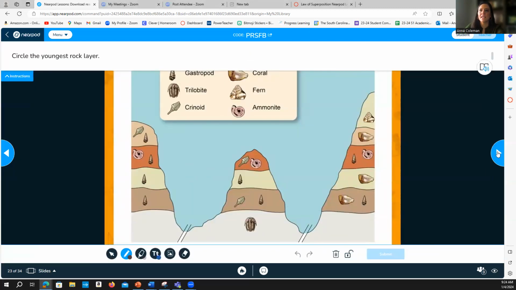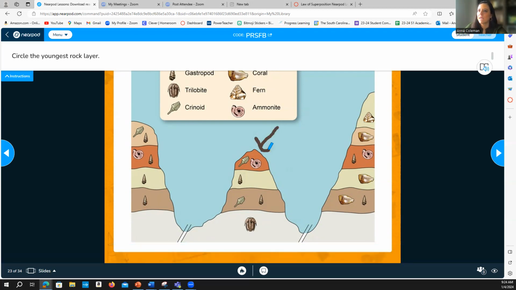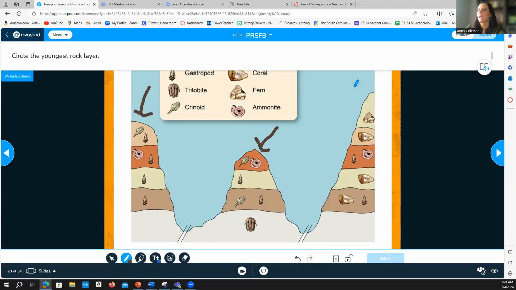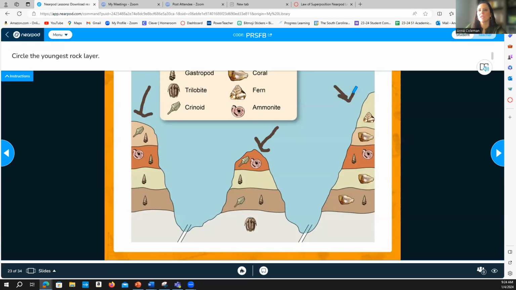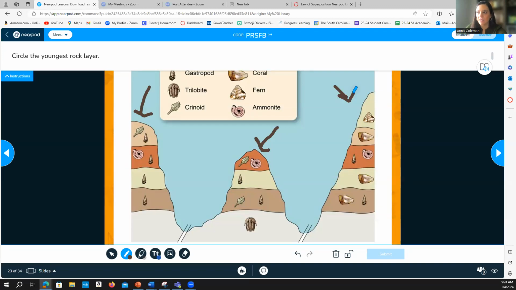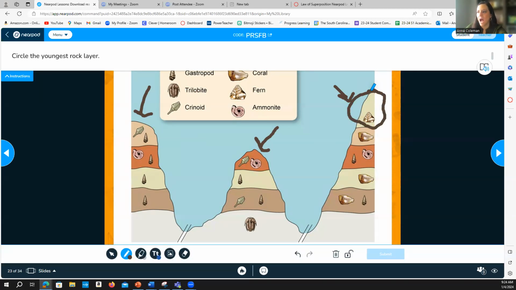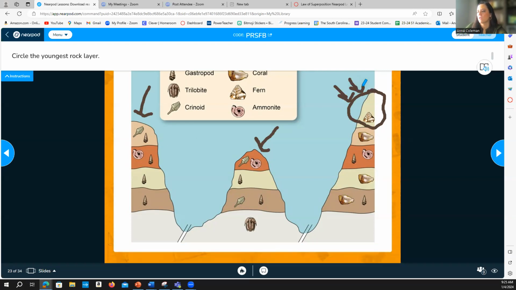Now the next slide is gonna get another specific. Circle the youngest rock layer. Now, they may try to trick you because if we first look at this, our eyes might be drawn to this layer. But is that the youngest? No, because we have this layer and we have this layer. So the youngest layer is going to be the top layer. So out of all of these layers, this would be the youngest because it's the one stacked on the top. Okay, so you would circle just this one.